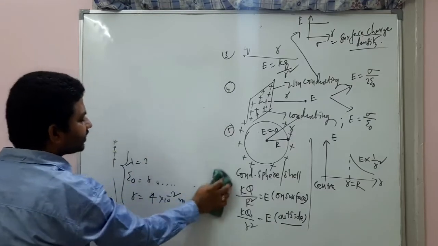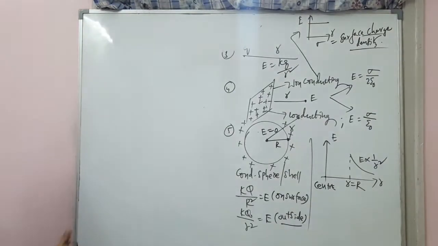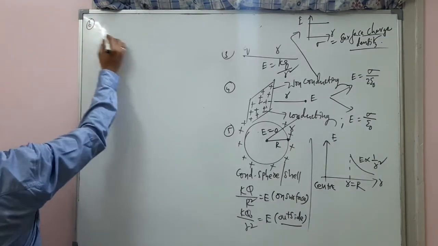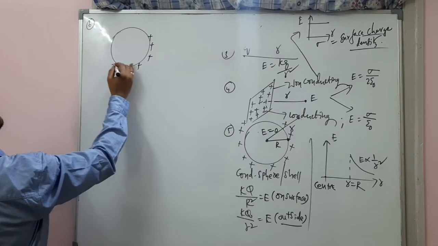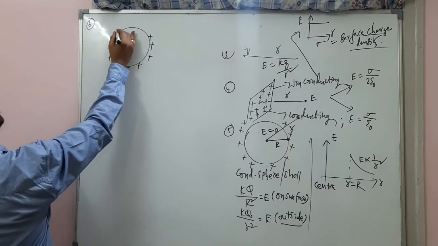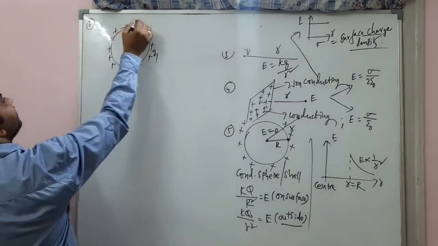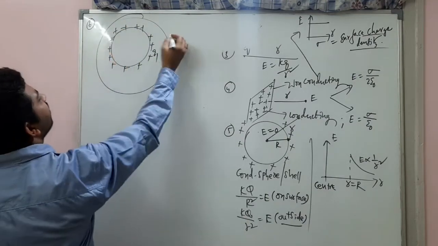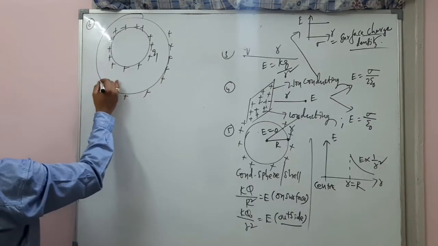We are talking about the shell, and a little advanced concept in the shell. I just wanted to do a quick recap. There is a shell here which is given a positive charge Q1. And there is another shell considered here, which is given a positive charge Q2.